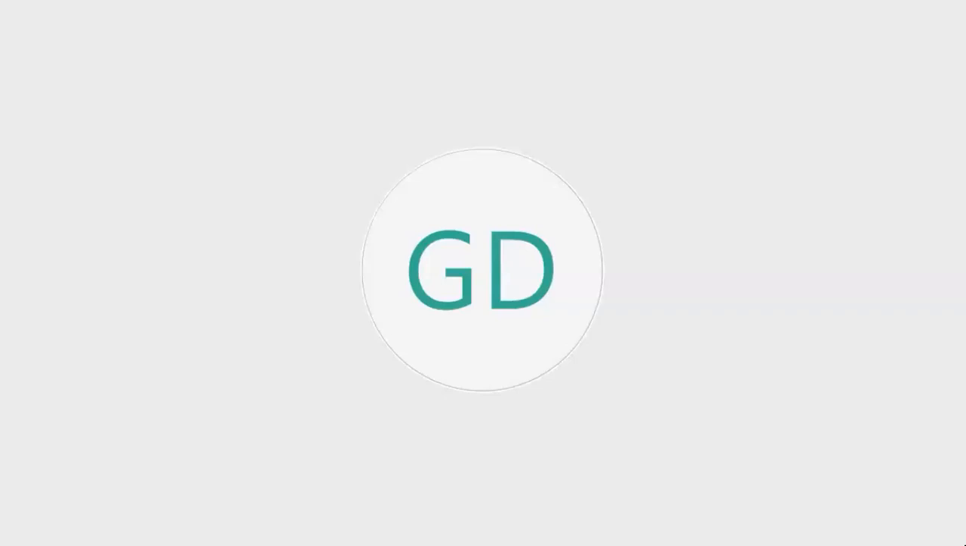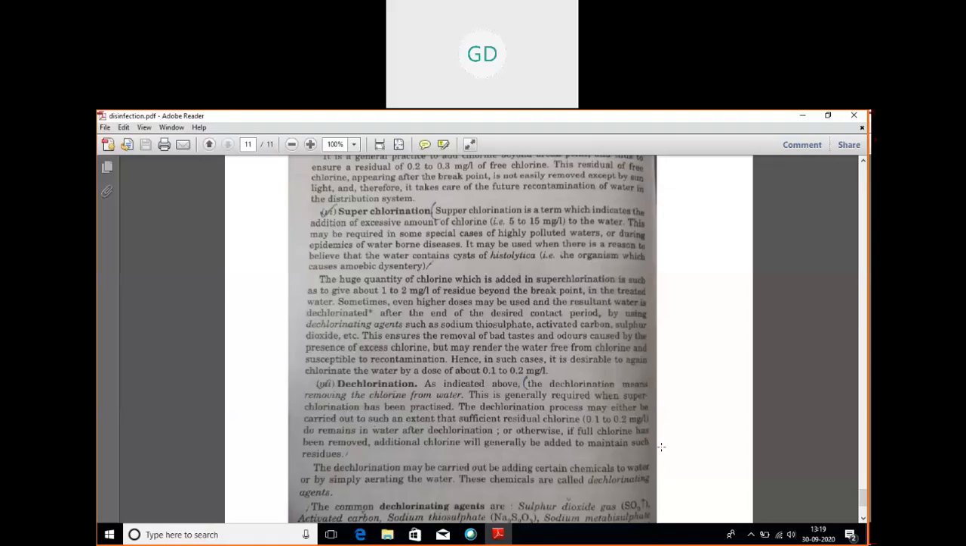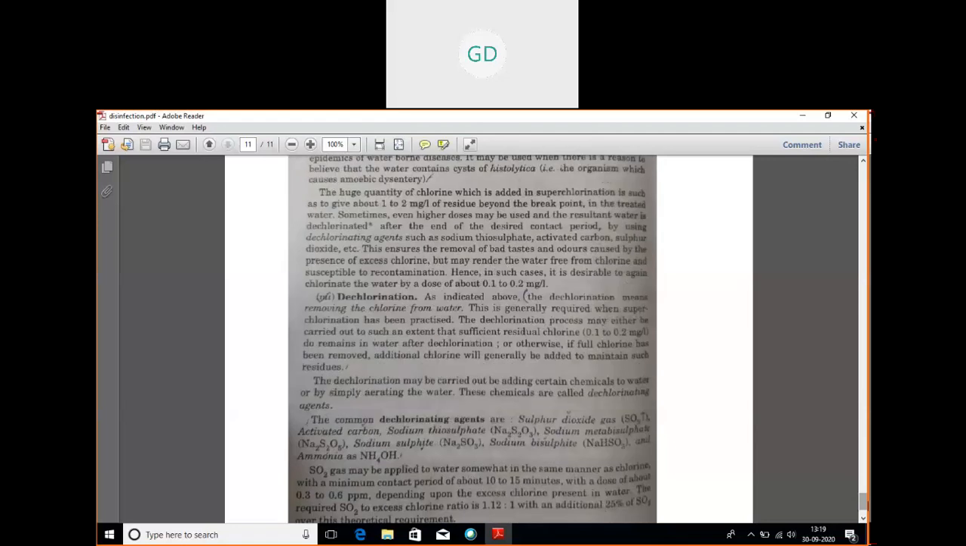So what is done, you have to remove the chlorine from the water, and that process of removing the chlorine from the water is known as what? Is known as your dechlorination. Okay, so dechlorination is simple, just removal of chlorine from the water. And what are the common dechlorinating agents? It's written here. The common dechlorinating agents are sulfur dioxide, sodium thiosulfate, activated carbon, sodium metabisulfate, sodium sulfide, sodium bisulfide, and ammonia.